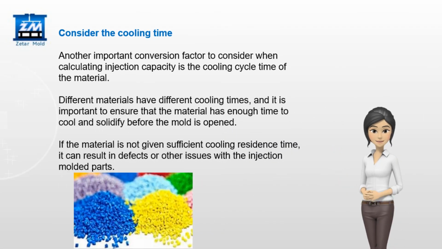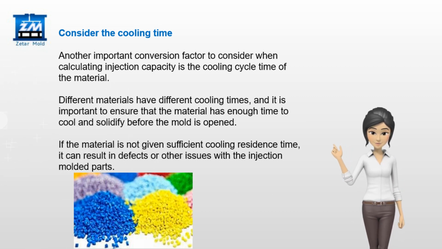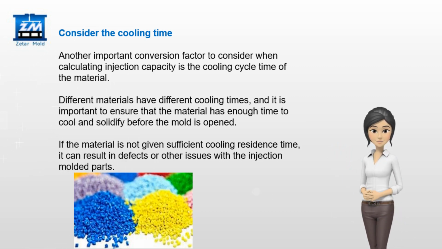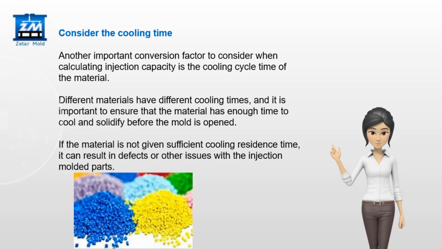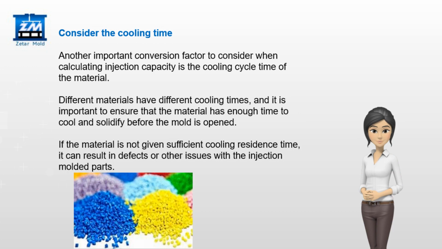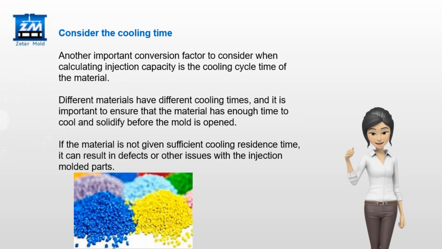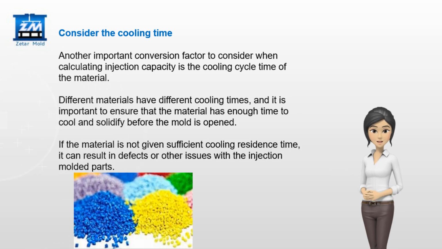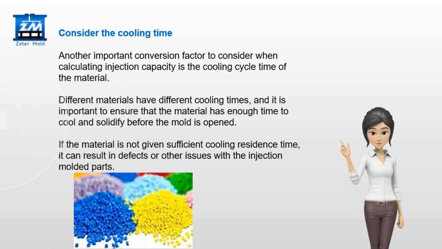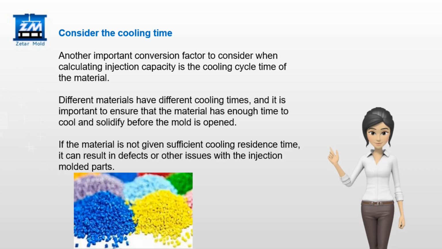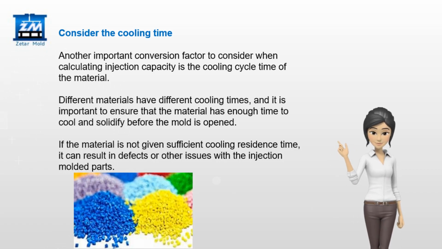Consider the cooling time. Another important conversion factor to consider when calculating injection capacity is the cooling cycle time of the material. Different materials have different cooling times, and it is important to ensure that the material has enough time to cool and solidify before the mold is opened. If the material is not given sufficient cooling residence time, it can result in defects or other issues with the injection molded parts.